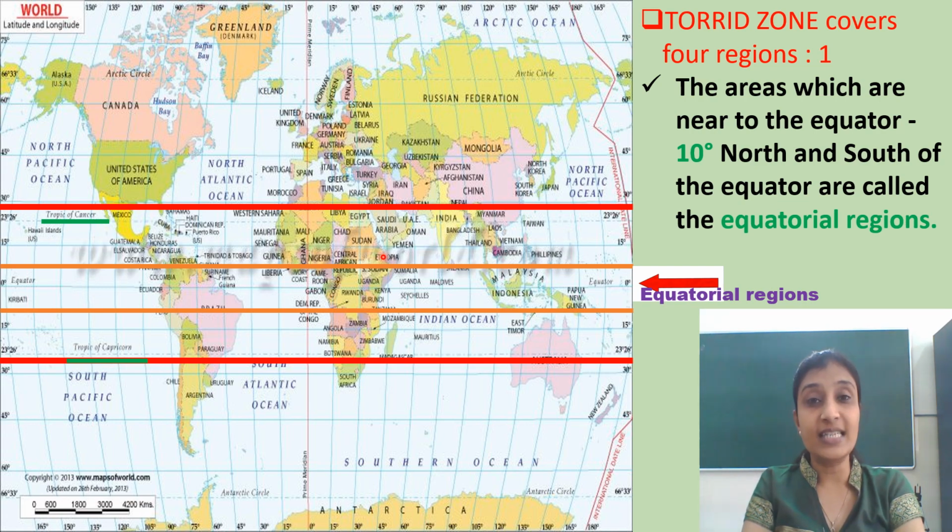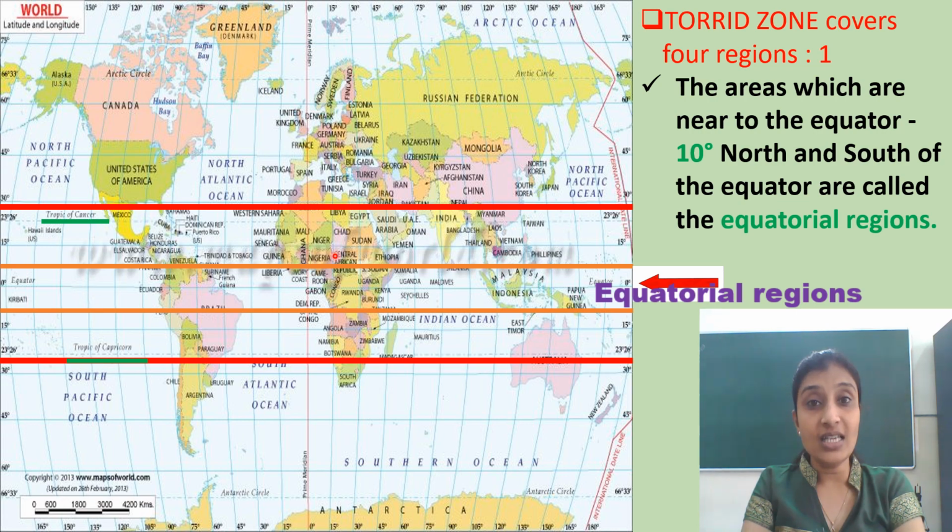Torrid zone is divided into 4 regions. Remember I told you each latitude makes an angle with the equator. Hence, each latitude has a number from 0 degree to 90 degree in both the hemispheres. Okay, children?